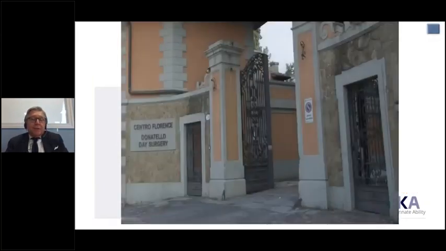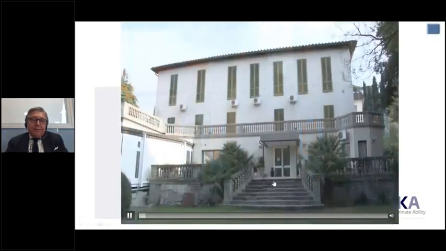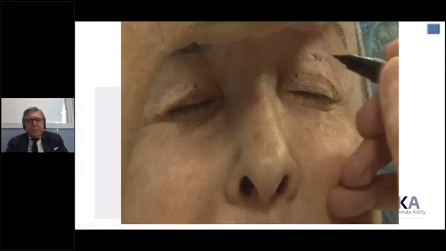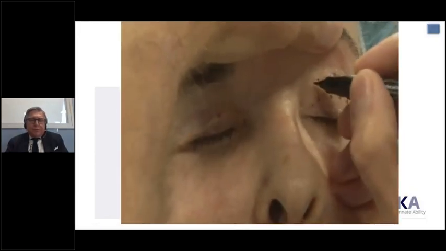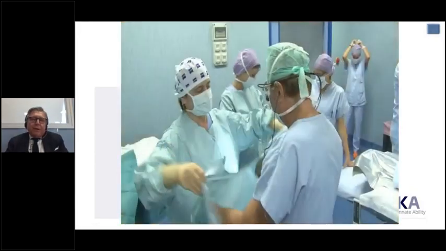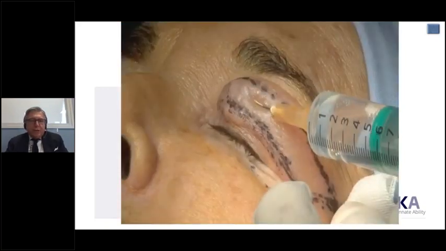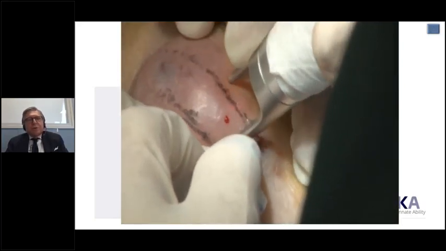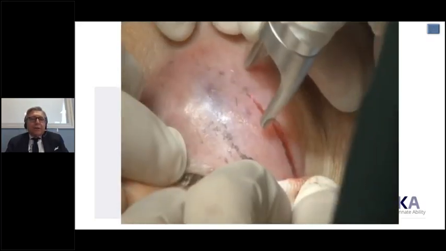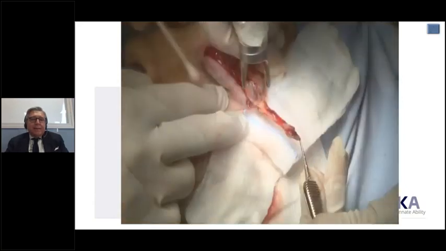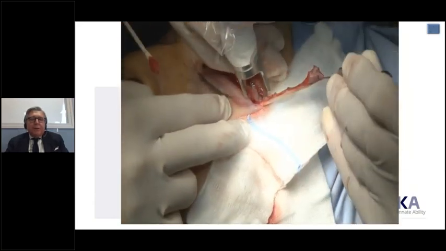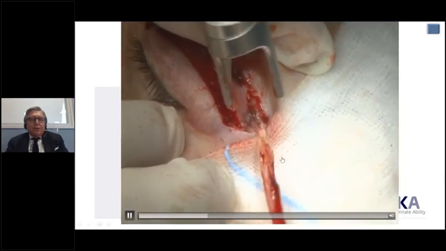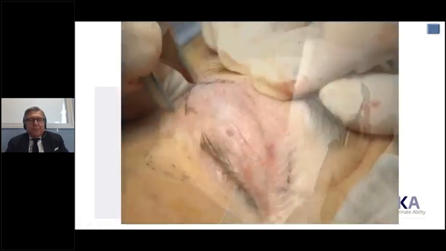But this video is very important because it shows our staff, and then the operating room. The pre-operative procedure is the same as the traditional one with the knife. Then we can use local anesthesia for the upper blepharoplasty, and then you can cut along the marker that you have drawn. You see the perfect incision and the modest bleeding that we have.